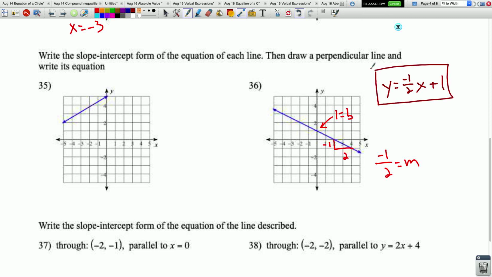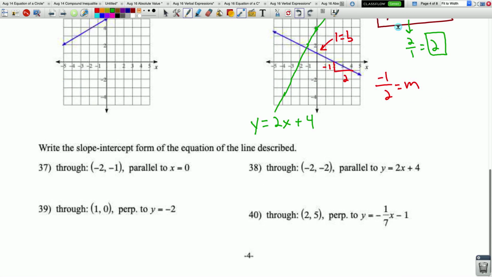Now to find a perpendicular line, I need to find the opposite reciprocal of this slope. In order to find an opposite reciprocal, you just simply flip the fraction upside down and multiply it by negative 1. That becomes a 2 over 1, which is the same as just 2. And so now I can put a line in with a slope of positive 2. And that will be perpendicular. I decided to put the y-intercept up here at 4. You could do anywhere along this y-axis. This is the line y equals 2x plus 4 for my perpendicular line.